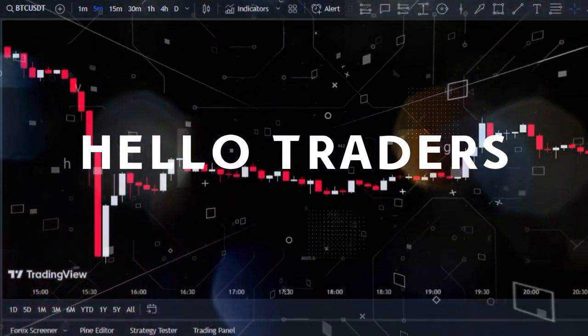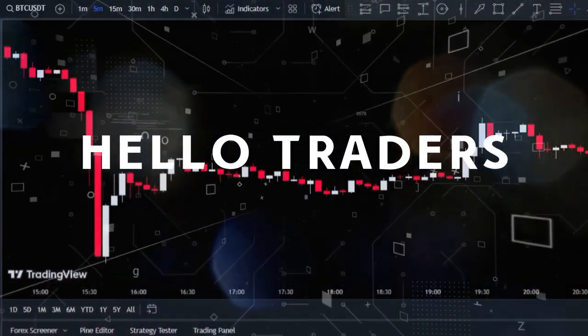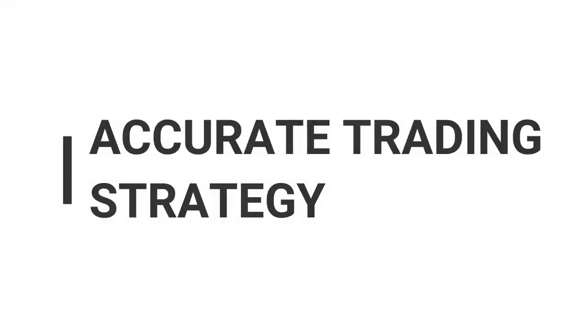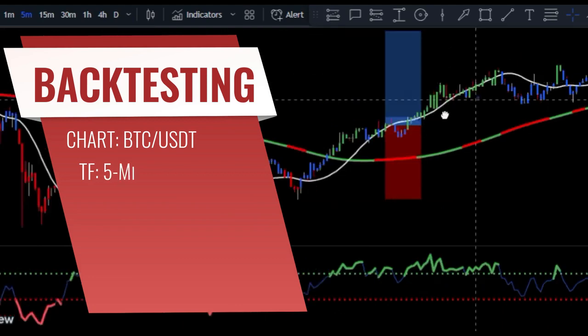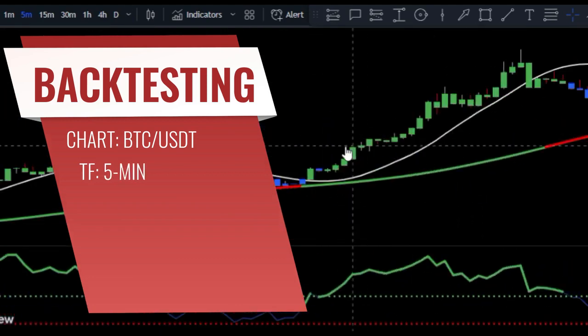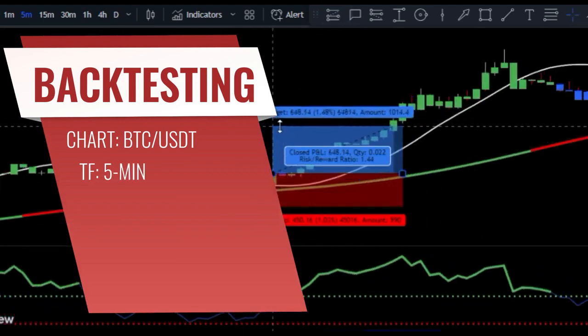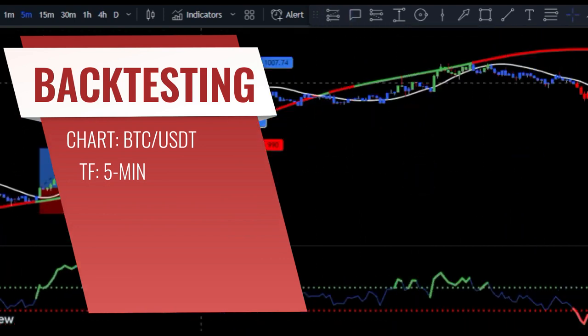Greetings! I'm excited to share news about a trading strategy that has been performing exceptionally well in our backtests, particularly for Bitcoin on a 5-minute time frame. This strategy has demonstrated a high win rate and substantial profits, making it a promising tool for trades.